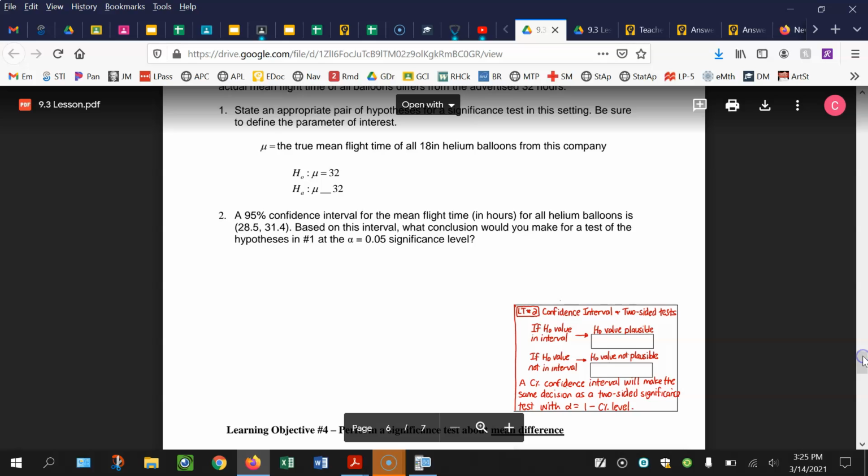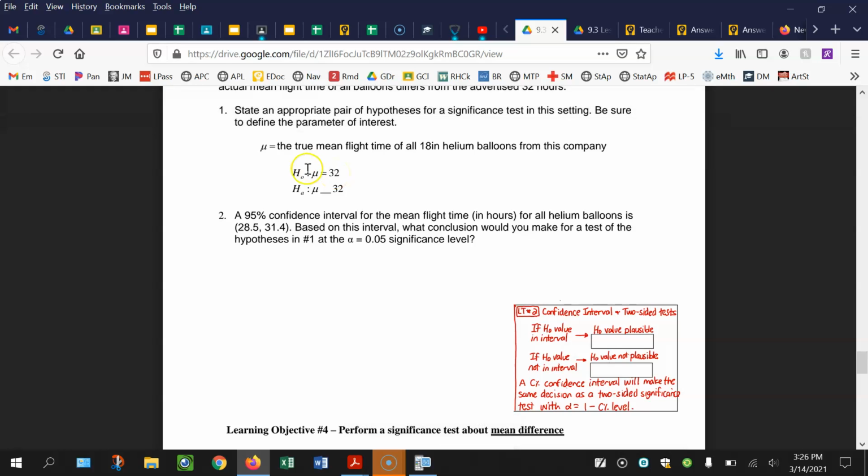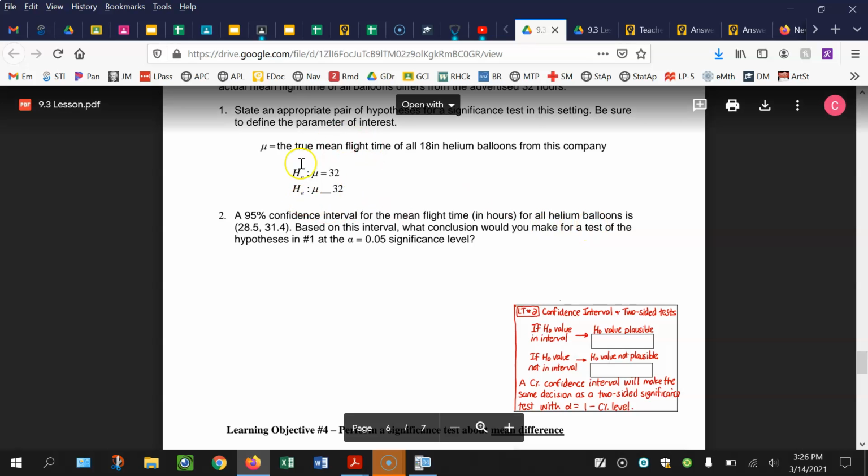Number 2, now they give us a confidence interval. And all I'm going to look at is my claimed value, 32. Does 32 fall in the 95% confidence interval of 28.5 to 31.4 or not? In this case, it does not. We had a test question like this on the Unit 8 exam, very similar concept. So based on this interval, what conclusion would you make about the hypotheses?